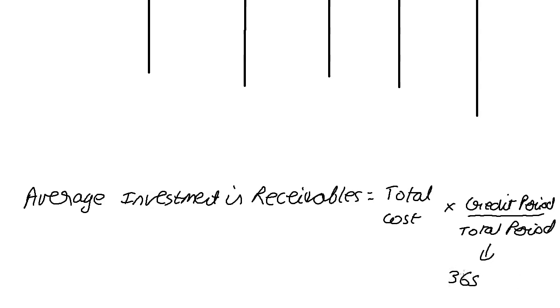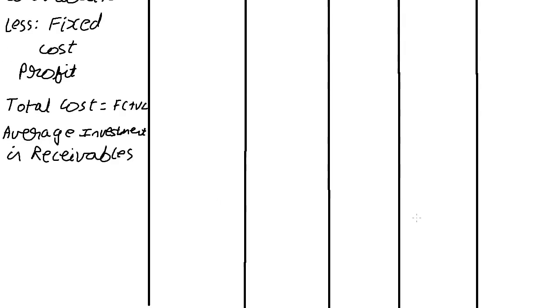But if they tell us that the credit period is in months, so then the total period will be 12. So depending on the question, it could be 365 or for that matter 360 days. It could be, depending again on the question, 48, sometimes they give you 50, sometimes they give you full 52 weeks, or alternatively 12 months. Read the question and take a call. Now, we know how to calculate average investment in receivables.